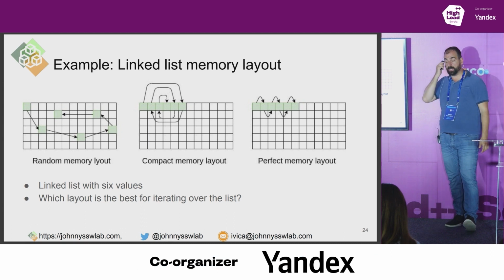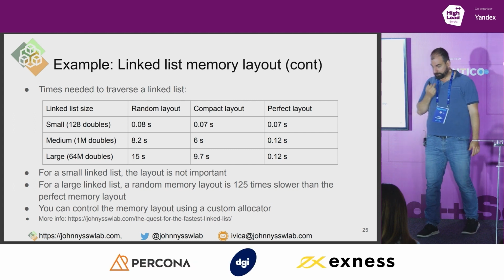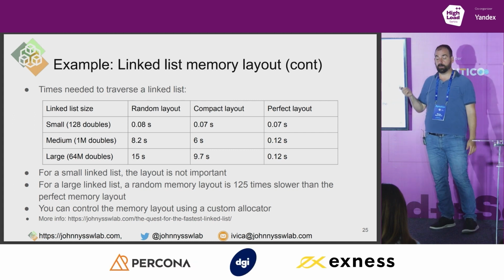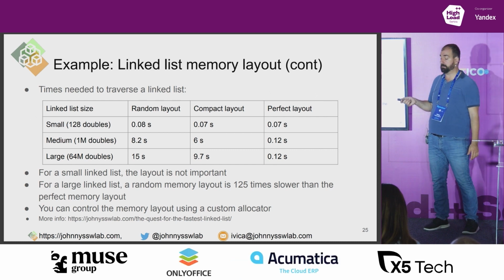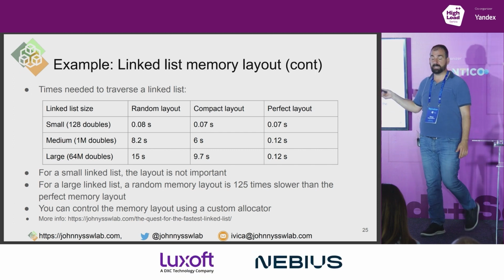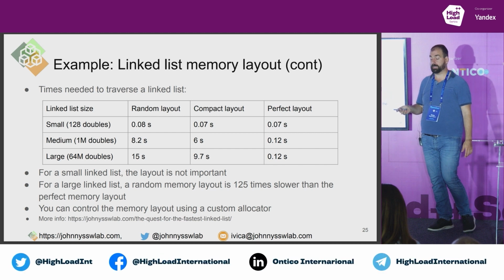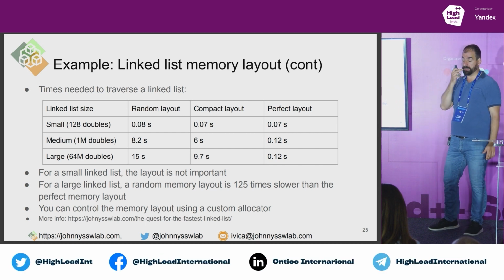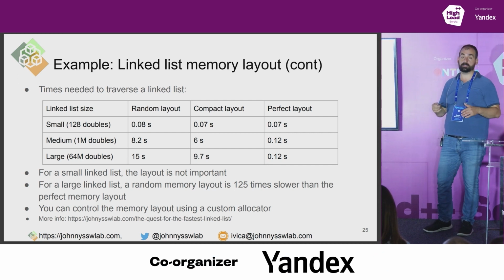Now the question is, which one of these layouts is best for iterating? And the answer is, it depends. If you have small, medium, or large. If you have a small linked list with 128 doubles, it doesn't matter. But if you have a large linked list, the random layout takes 15 seconds, compact layout takes 9.7 seconds, and perfect layout takes 0.12 seconds. Now, the perfect layout is 100 times faster, and the reasons are several.